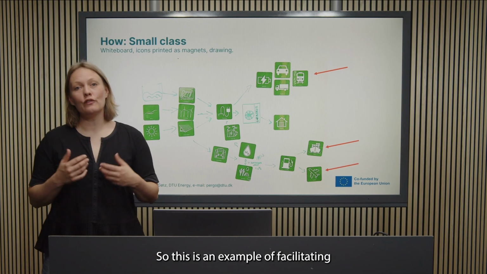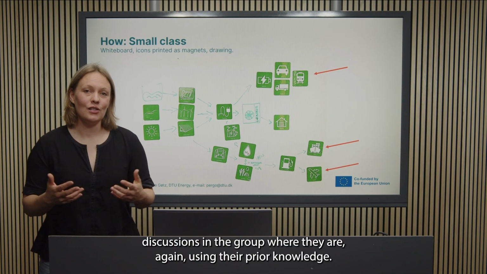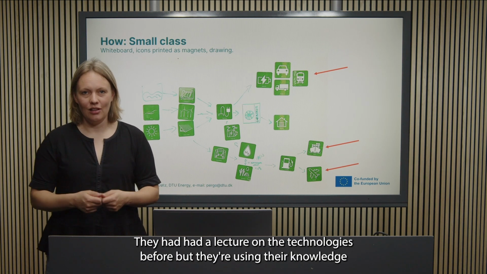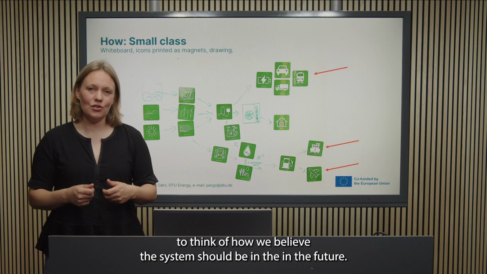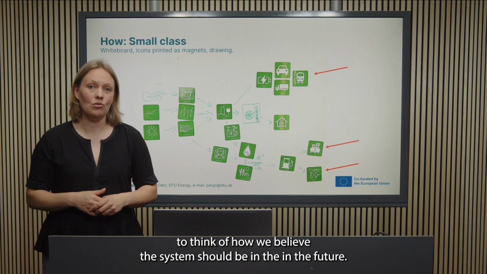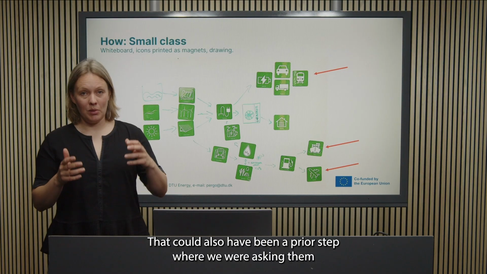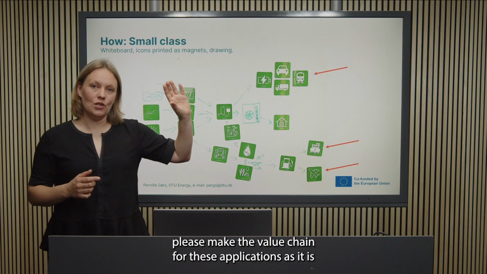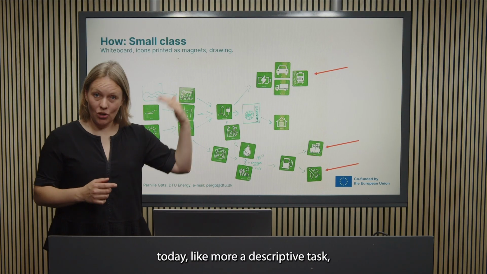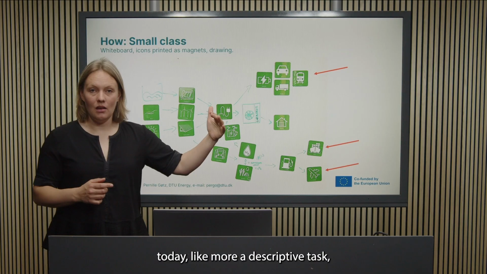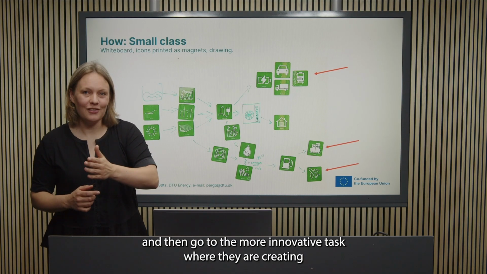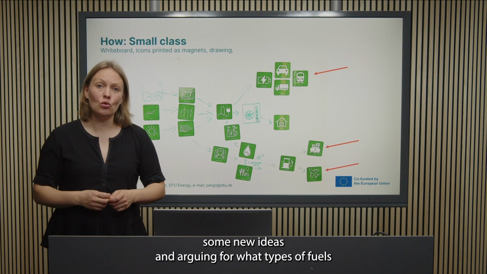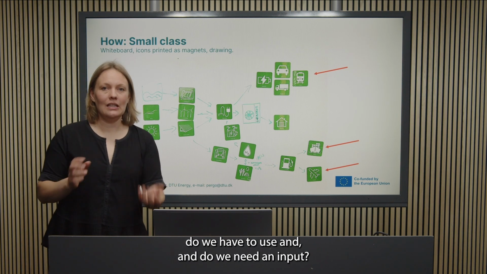So this is an example of facilitating discussions in the group where they're again using their prior knowledge. They had a lecture on the technologies before, but they're using their knowledge to think of how we believe the systems should be in the future. There could also have been a prior step where we were asking them please make the value chains for these applications as they are today, like a more descriptive task. And then go to the more innovative task where they're creating some new ideas and arguing for what types of fuels we have to use and do we need an input.